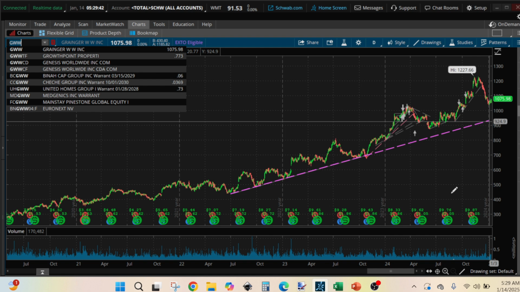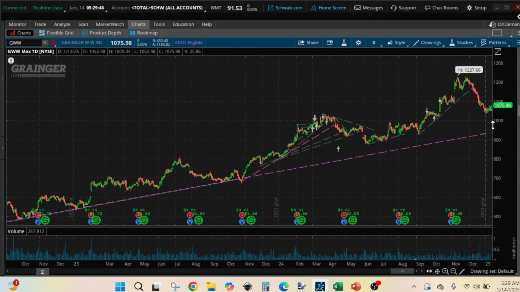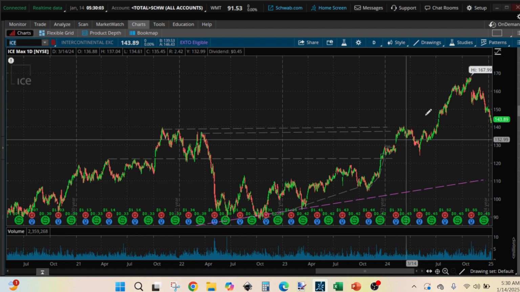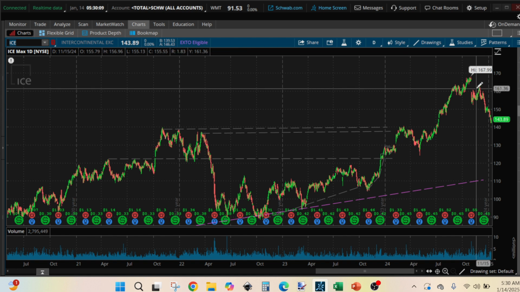Seems to be making an uptrend line there. The next one is ICE. And ICE is going down, but far from the trend line we like to enter. Using a maximum daily chart, the price bars are kind of small. You can see a lot, and because you can see a lot, it's kind of easy to see the direction of the chart. You know, in a short period of time, you can see that this one is going down.